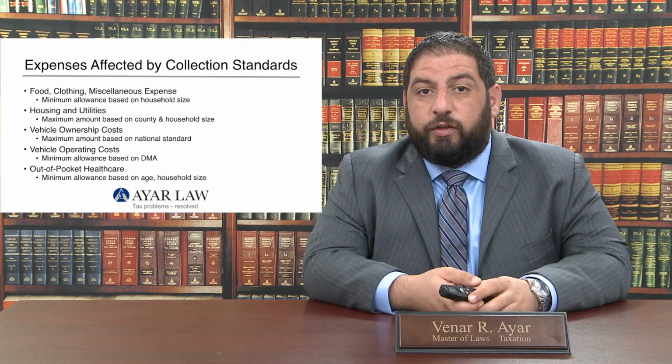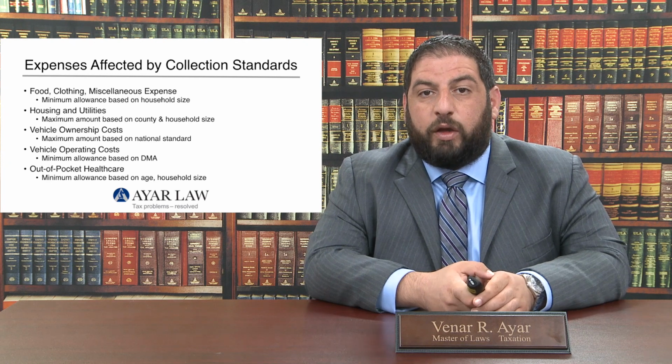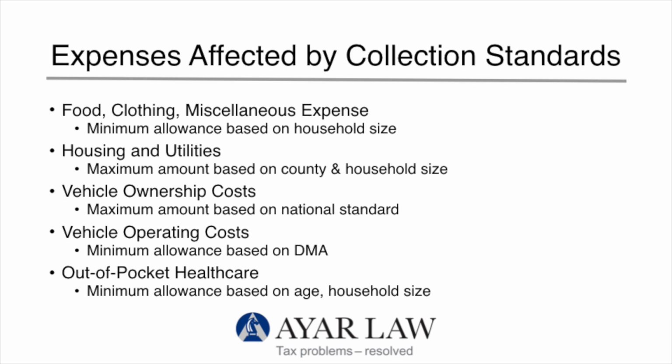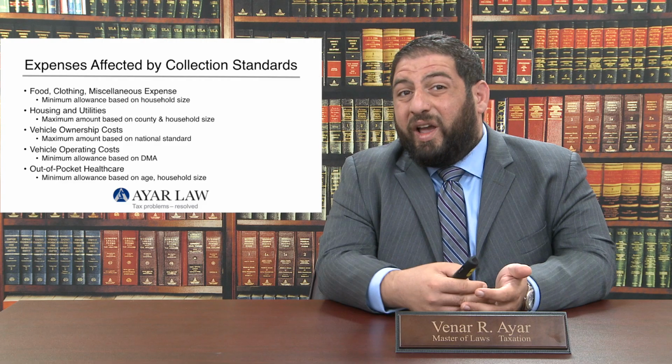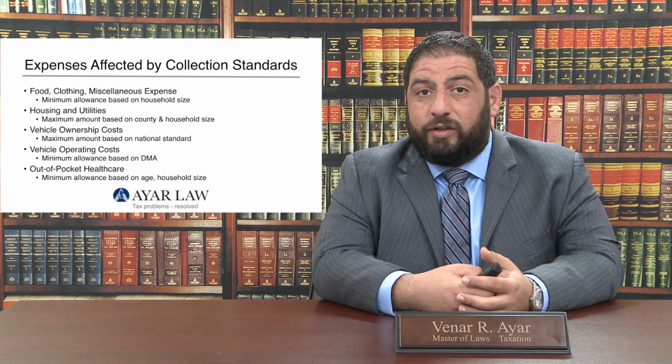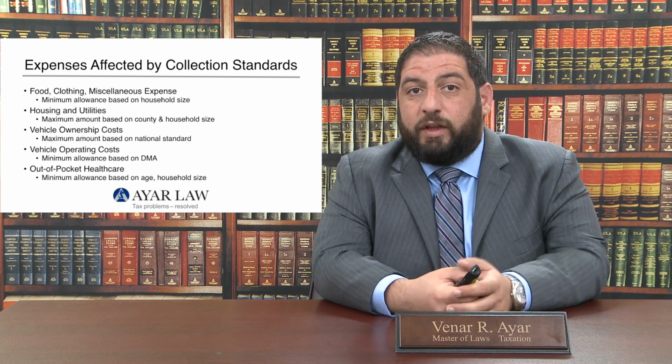These are the categories of expenses that are affected by collection standards. There's first and foremost food, clothing, and miscellaneous. This standard establishes a minimum allowance based on household size. There is a national standard that applies, and you look at the table based on an individual's household size, and that tells you how much you're allowed in food, clothing, miscellaneous without any proof. This is a minimum amount. If you can prove more, you're allowed to take more. But again, it has to meet the necessary test.